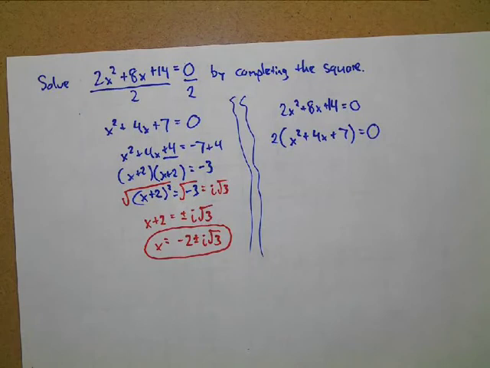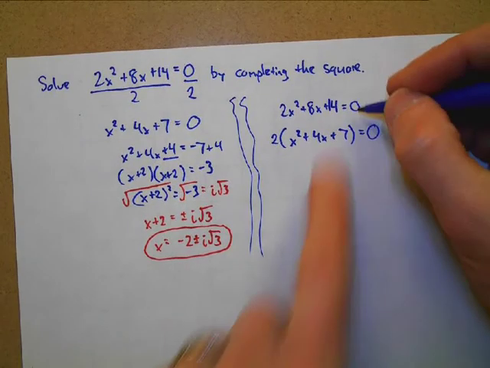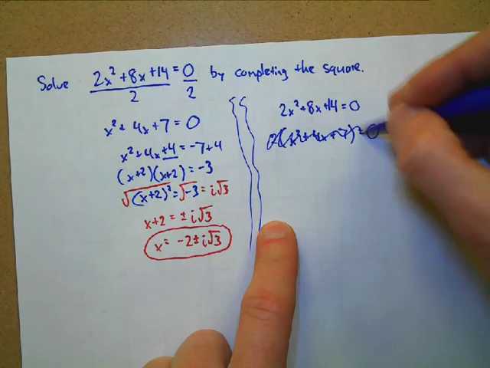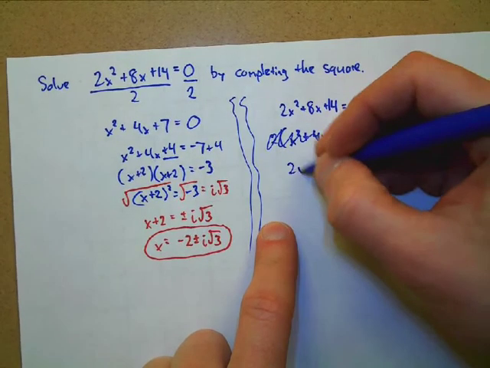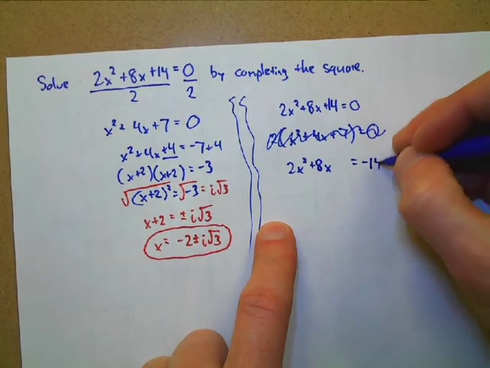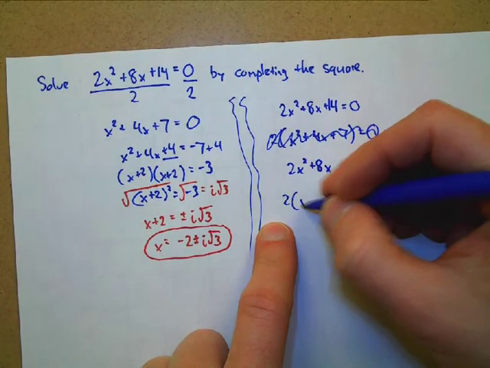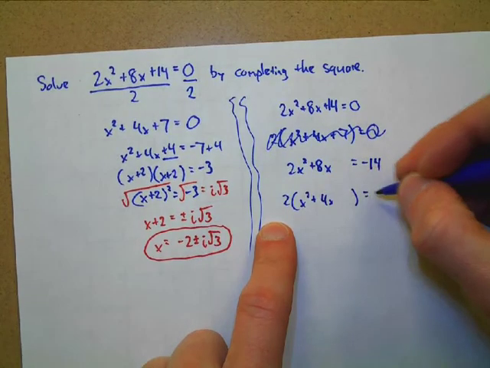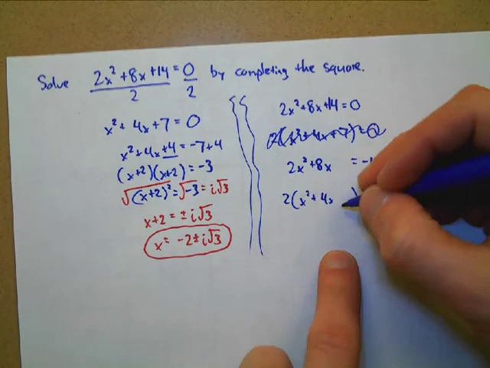Actually, I think I wanted to move that 14 over first. My apologies, I'll just redo it. Let's move the 14 over first. We'll get 2x squared plus 8x, and we'll make it equal negative 14 there. And then we'll factor out a 2, and I'll leave the blank there.